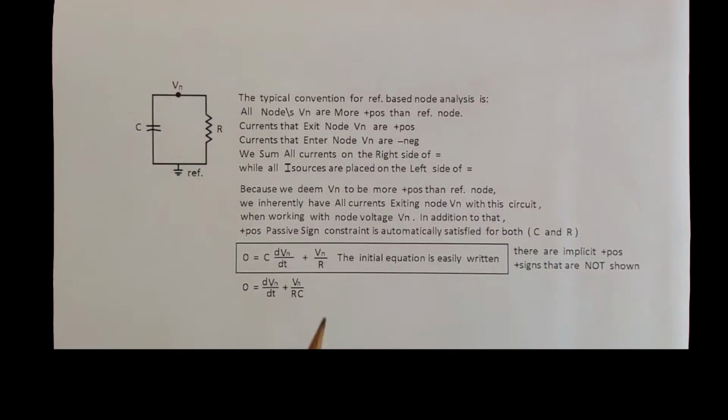Again, there are implicit plus signs I didn't show because we're still working with a positive passive sign for the resistor and a positive passive sign for the cap. I didn't even bother to show the plus sign for this current exiting the node because it's really not necessary. But then again, sometimes implicit signs in the books obfuscate the equation writing by not showing everything.